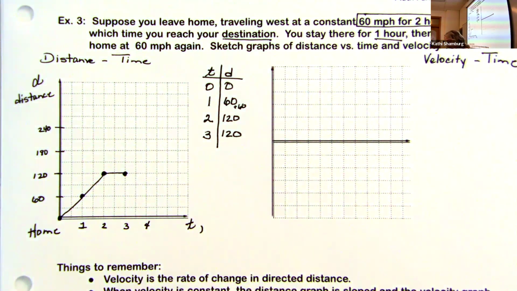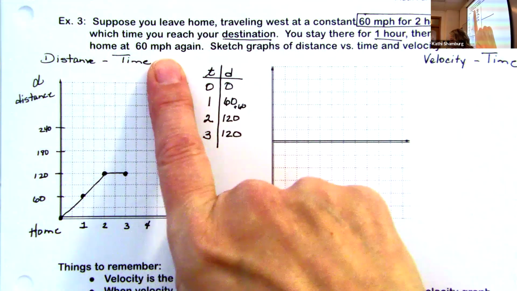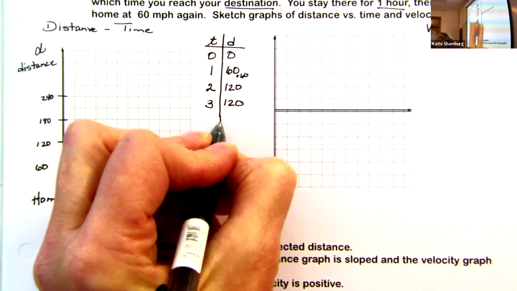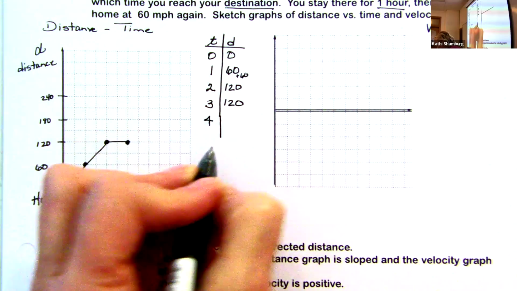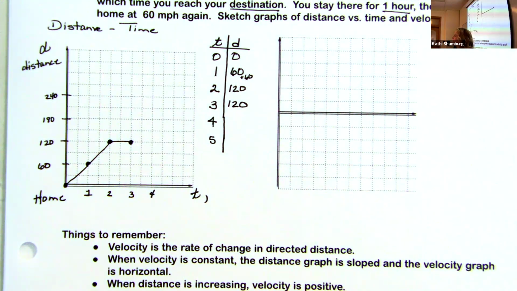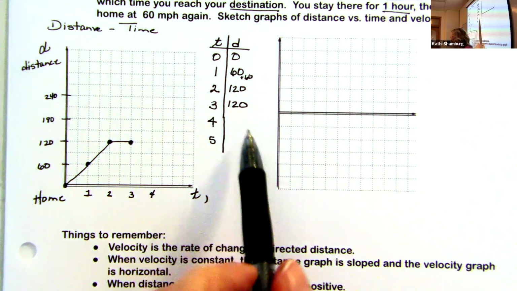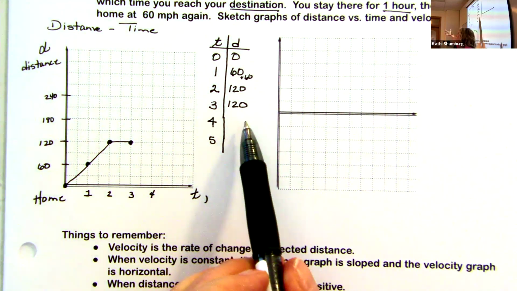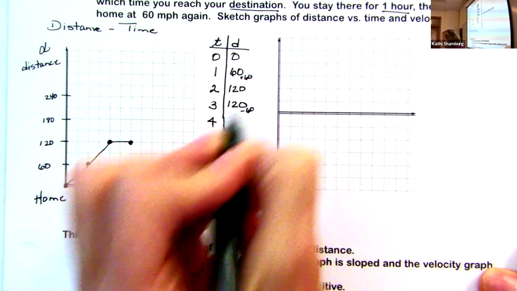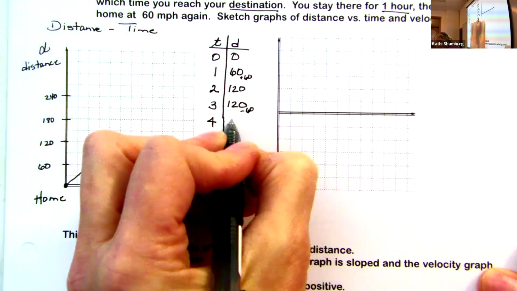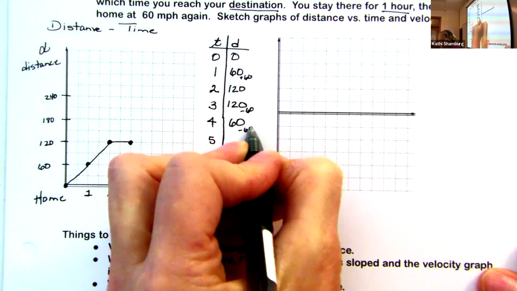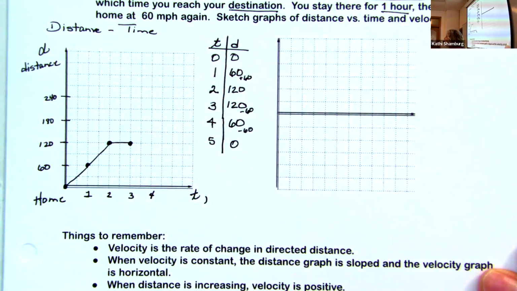Okay, all right, then it says you drive back home at 60 miles per hour again. Okay, so I'm still going 60 miles an hour. But here's what you've got to be careful of. Where am I headed? I'm headed back home, right? So am I going to add 60 miles to this? No, that would put me 180 miles from home. So we're still going 60, but now we're getting closer to home. So I'm going to subtract 60. So then I am 60 miles from home, drive another hour, and now I am back home.